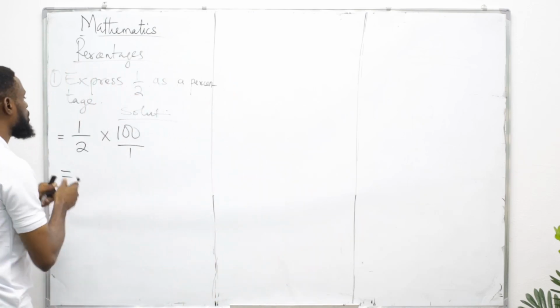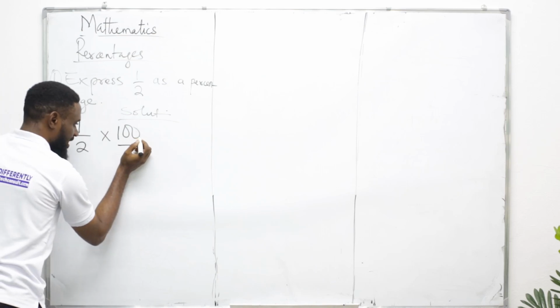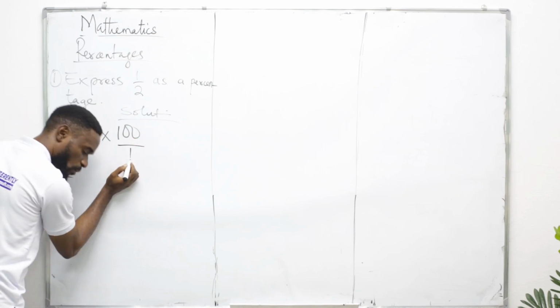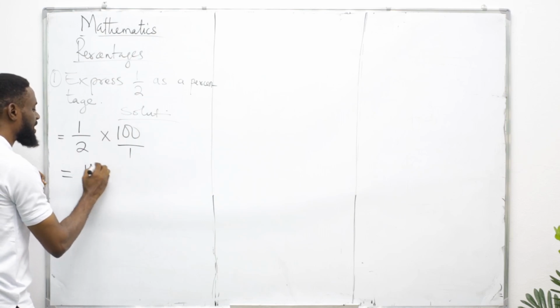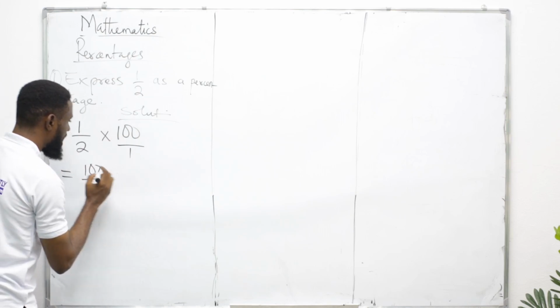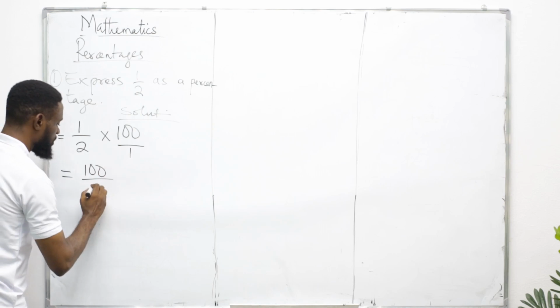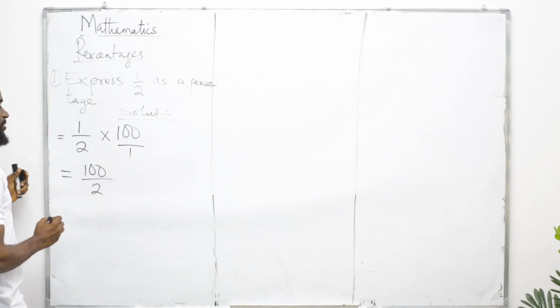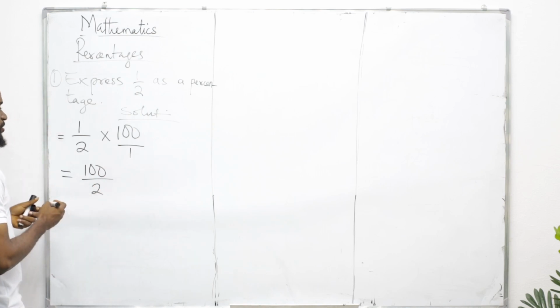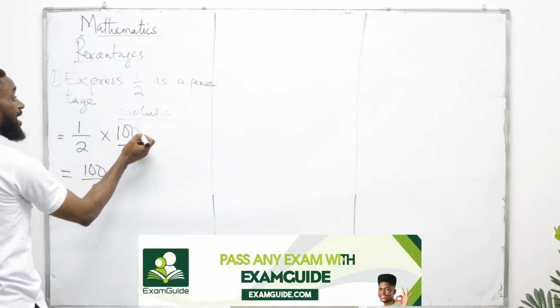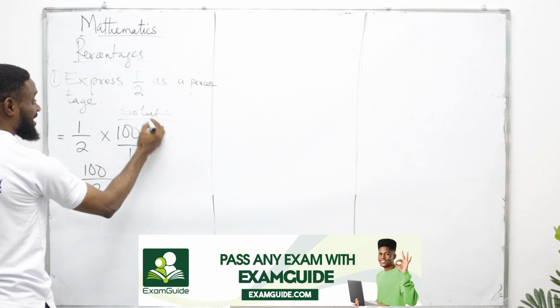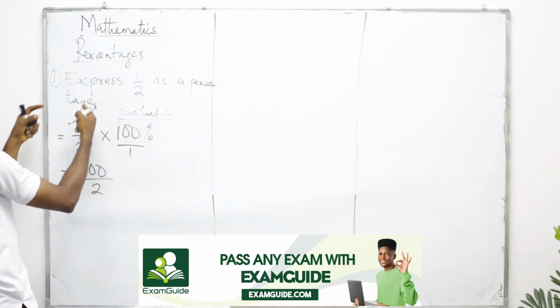So what that means is that 1 will multiply 100, 2 will multiply 1. Do you understand? So this means 1 times 100 is 100 over 2 times 1 is 2. Do you understand that now? Okay. So what that means now is, remember there is a percent here. I didn't add that to you. We are expressing as percentage.